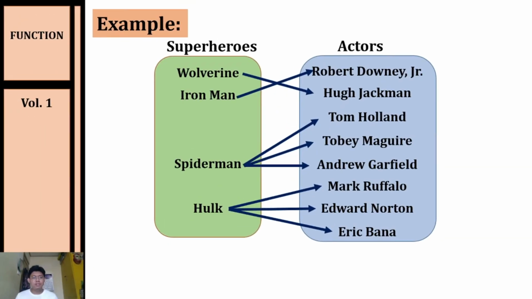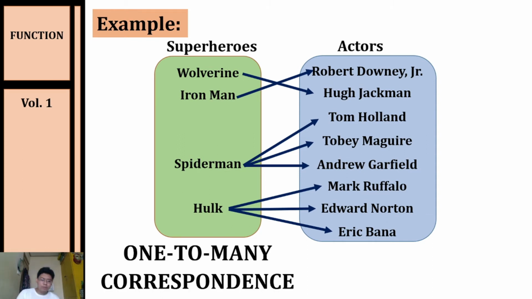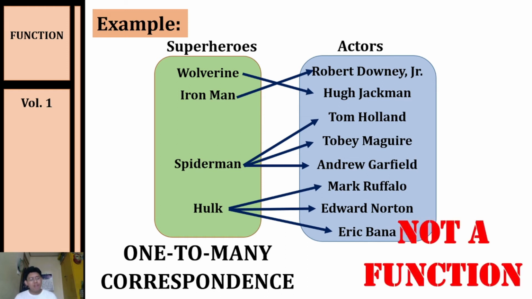Alright, okay, let's have another example. So for example, we have superheroes and it is paired to the actors who portray those superheroes. So in this mapping, we have Spider-Man, who is paired to three different actors: Tom Holland, Tobey, and Andrew Garfield. Hulk is paired to three different actors: Mark Ruffalo, Edward Norton, and Eric Bana. Since we have one superhero being portrayed by three different actors, this is an example of a one-to-many correspondent. And since it is a one-to-many correspondence, this is not a function.